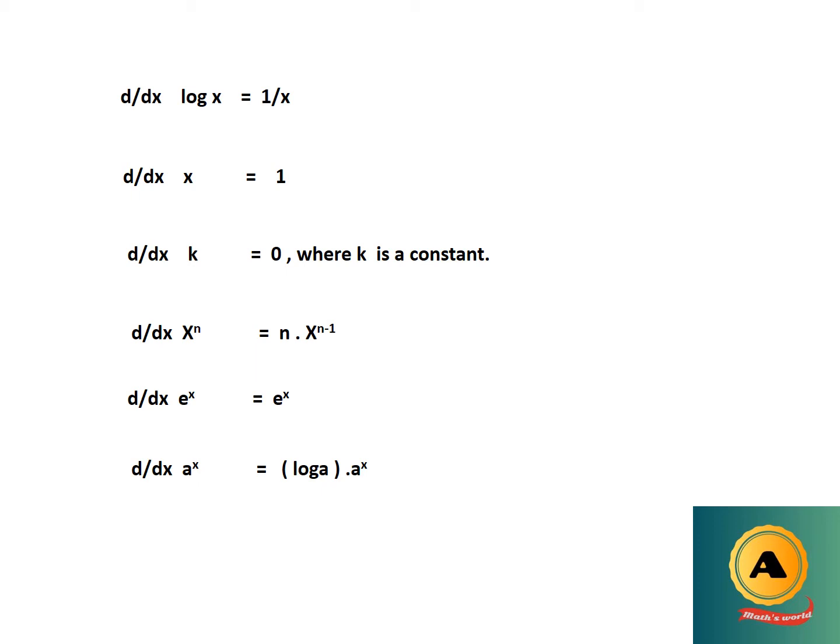For example, x raised to 5. Here in x raised to 5, x is the base and 5 is the index. So according to this formula, its derivative is 5 into x raised to 5 minus 1. 5 minus 1 is 4. So its derivative is 5 into x raised to 4.